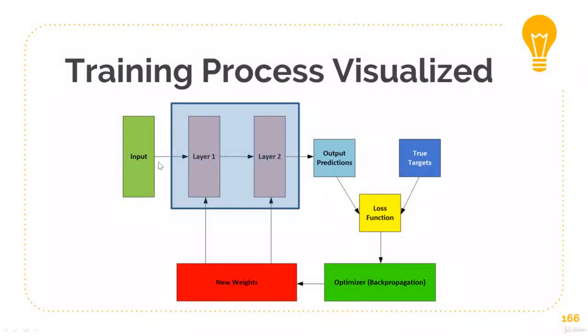So again, this is the training process visualized. I think we went through this before, but let's do it quickly. Input data comes in, or a batch of input data. We get the predictions and compare them to the true targets. We use a loss function to assess how different they are. Then we get an optimizer, and we use backpropagation or stochastic gradient descent, or any other form, to update the weights. And then we keep doing this again and again for more and more epochs.